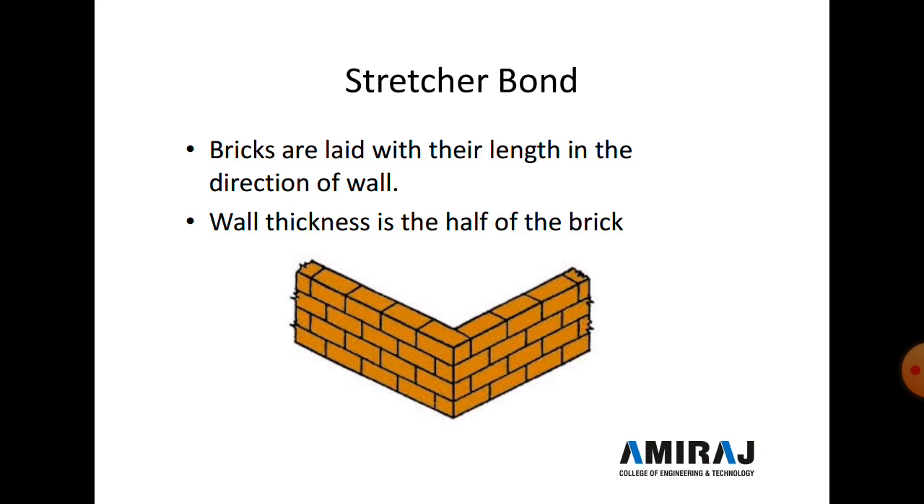So what is a stretcher bond? Bricks laid with their length in the direction of the wall is known as a stretcher bond. When we see the front view of the brickwork, all the stretchers are seen on the face of the wall, which is known as a stretcher bond. Here the wall thickness is half of the brick because we put all the bricks on the stretcher side.